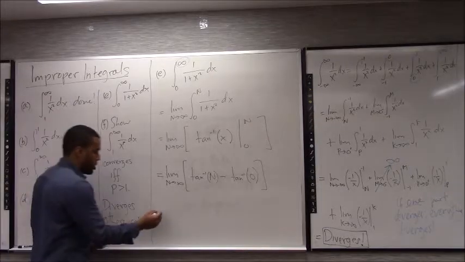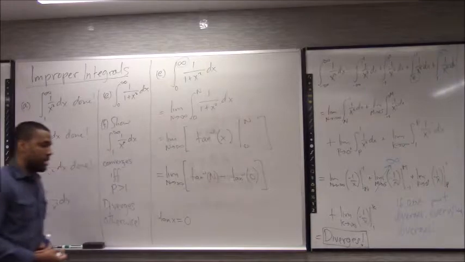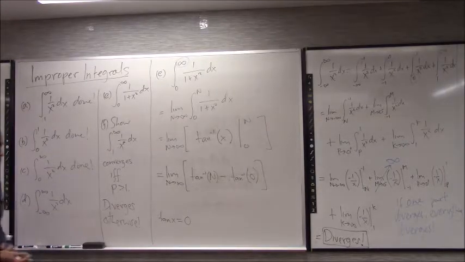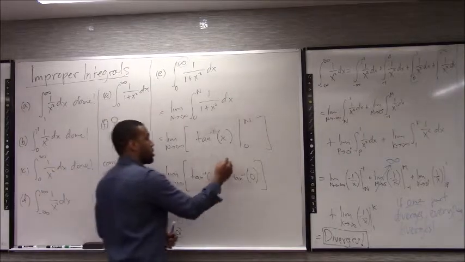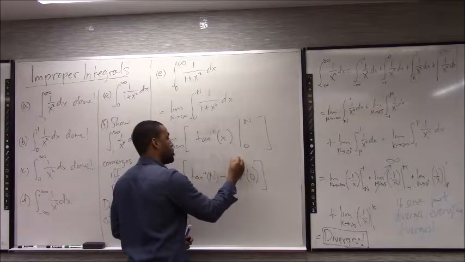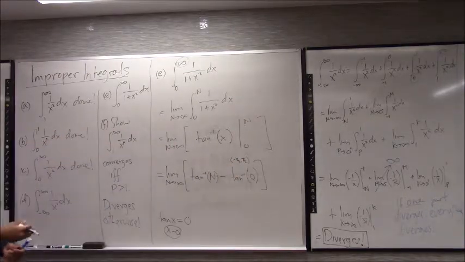So tan inverse of 0, I'm asking when is that true? It's at x equals 0, right? Remember tan inverse works on the interval minus pi over 2 to pi over 2. So I need to find what angle in that interval, when I take the tangent of it, gives me 0. 0 is the value, okay?